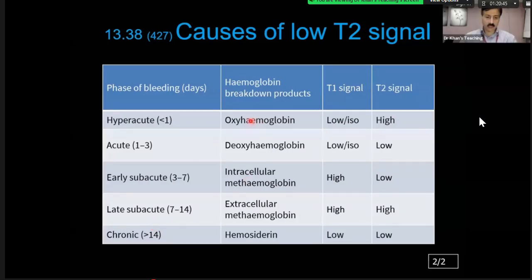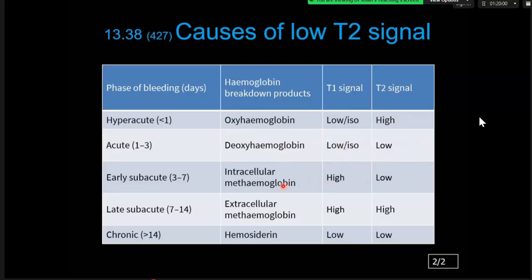What happens is that initially hemoglobin is oxyhemoglobin, it changes to deoxyhemoglobin, then to methemoglobin and ultimately to hemosiderin. If you see the signal intensity, initially a T1 or T2 weighted sequence is not very sensitive because it will be low to iso on T1 and high on T2. Acute hematoma can be low on T2, deoxyhemoglobin. Please remember, this is a take-home point for you. Deoxyhemoglobin can be low on T2, but on a T1 weighted sequence, it will still be iso or low.